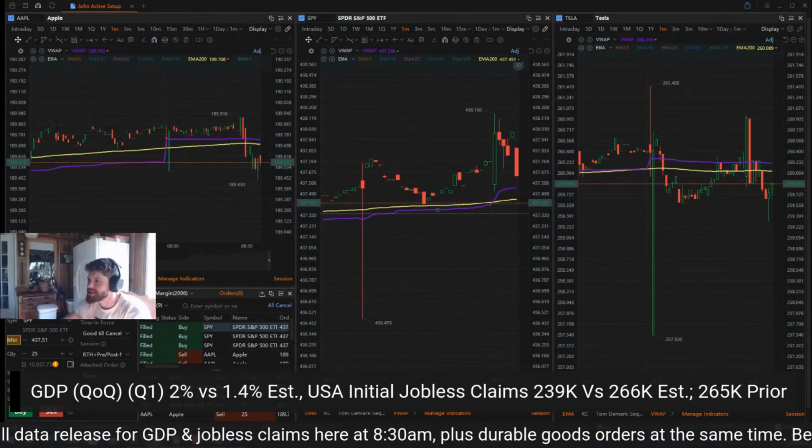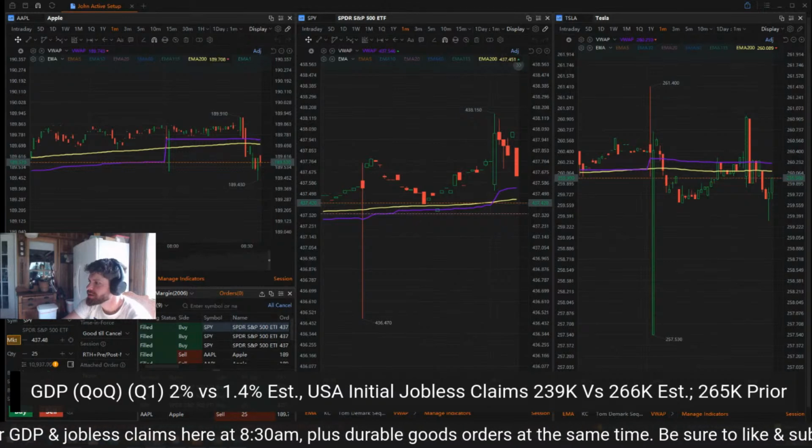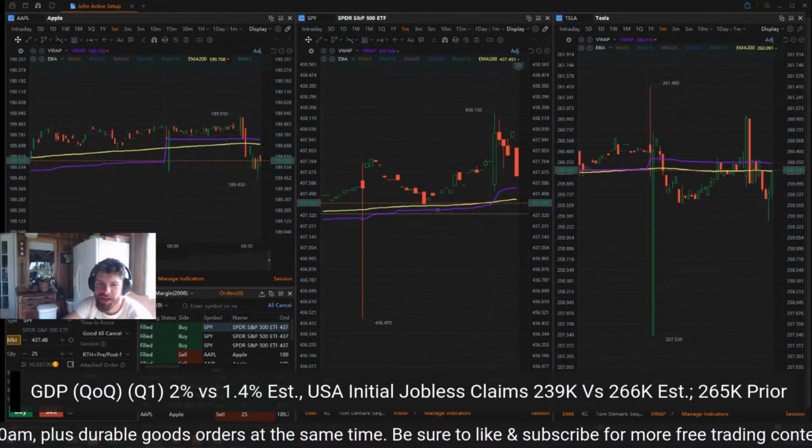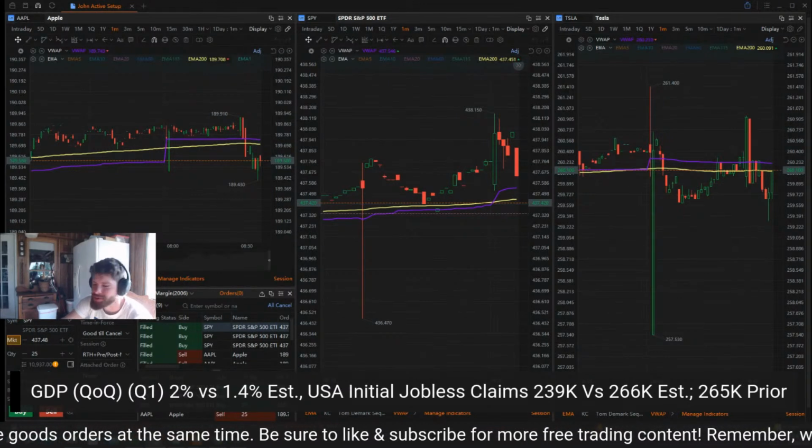In the money, 0 DTE. That's what Pawn said, was to buy in the money 0 DTE options.